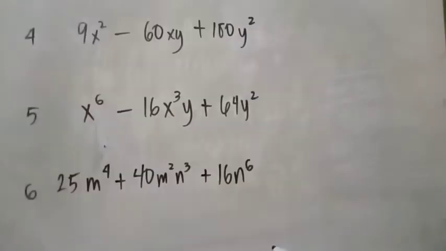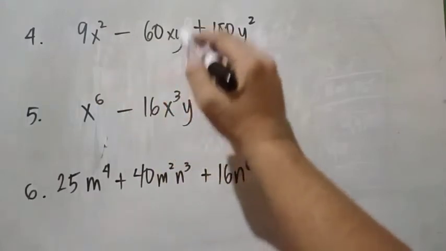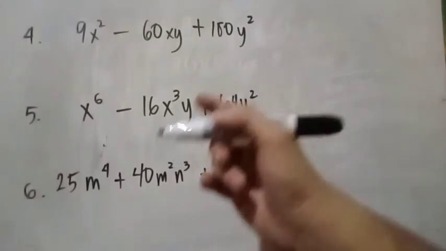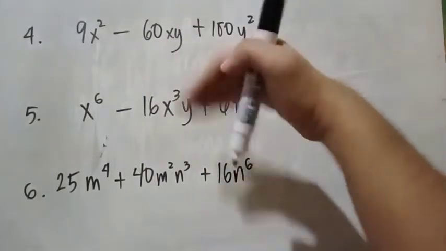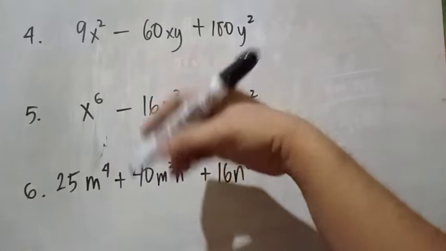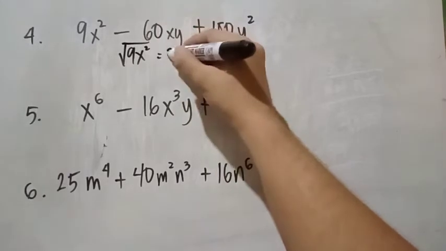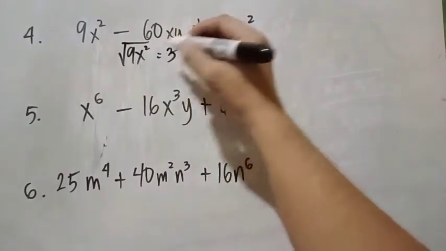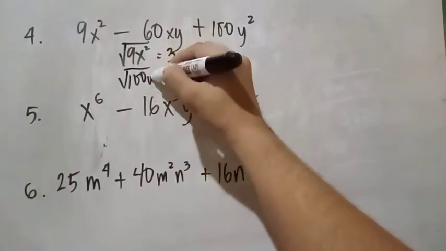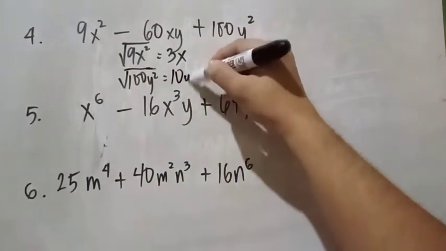Next example. Next, number 4. We have 9x squared minus 60xy plus 100y squared. So, medyo mahirap-hirap na konti, ano po. Pero, kaya natin yan i-factor itong expressions na ito. Okay, so 9x squared and 100y squared are both perfect squares. So, kunin natin square root pareho yan. So, square root of 9x squared, that is 3x. Because square root of 9 is 3. And then x squared, x. Ayan. Tapos, sa 100y squared naman, square root of 100 is 10. And square root of y squared is y.